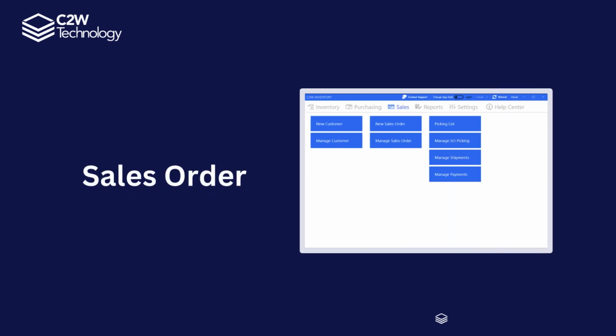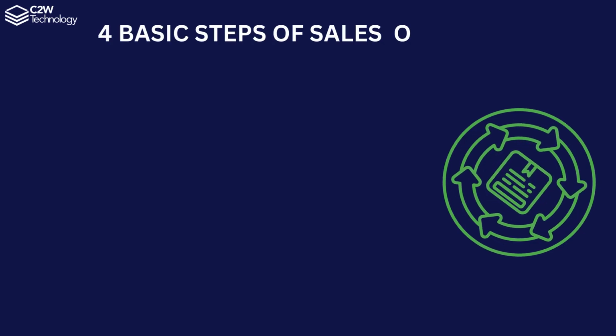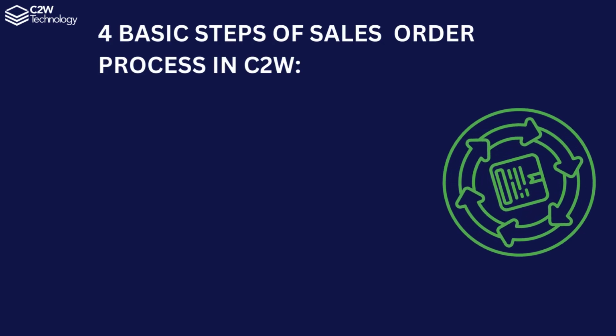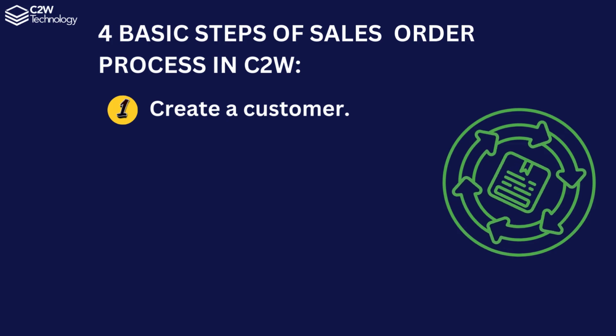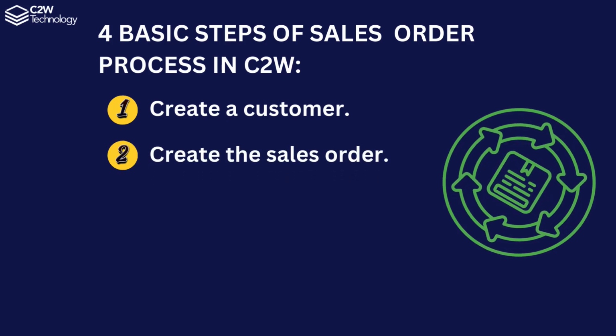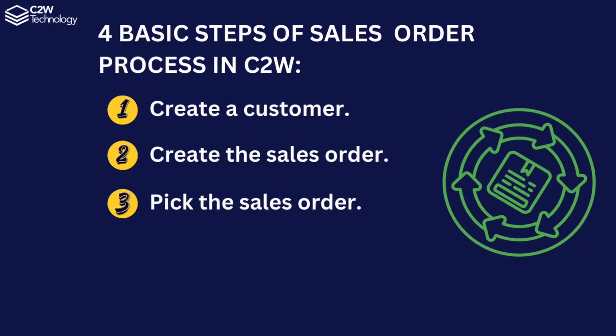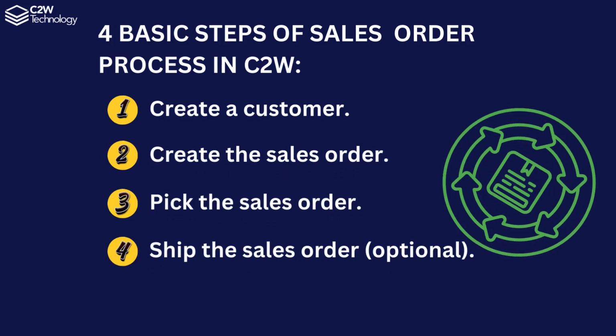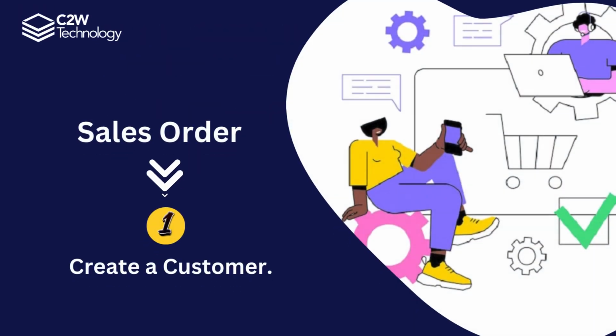Welcome to a more straightforward approach to handling sales orders with C2W Inventory Management. Essentially, we have 4 basic steps in the sales order process within the system. First, create a customer. Second, create the sales order. Third, pick the sales order. And finally, ship the sales order, though this step is optional. Let's explore how you can get started.